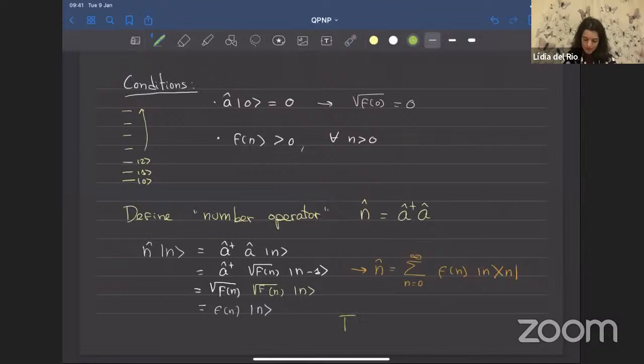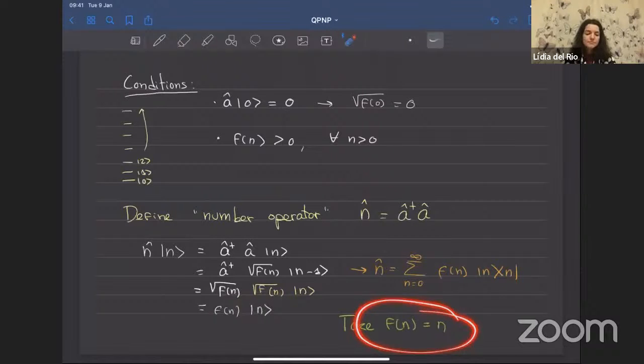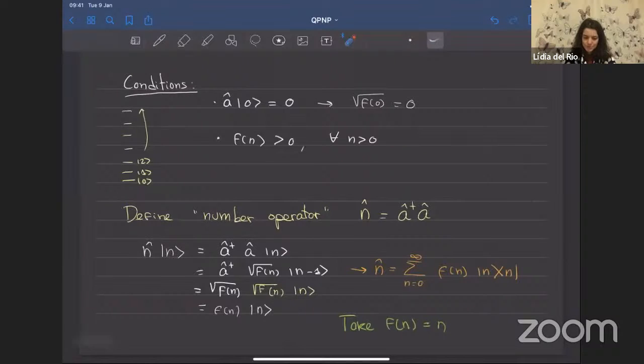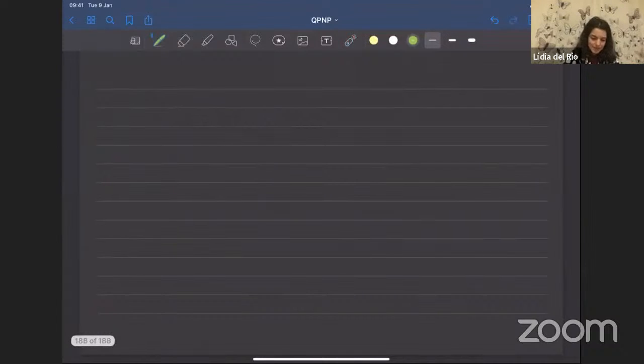So we're still in the land of make-believe, right? We're still inventing all these operators. So we just take f of n equals n. It satisfies this condition: f of 0 is 0, and f of n is just n, so that's larger than 0 if n is larger than 0. Okay. So we take this, and then we can now simplify all these expressions that we saw before. So now what it takes us to is that, in particular, N is the sum over n, 0 to infinity, of n times the projector.